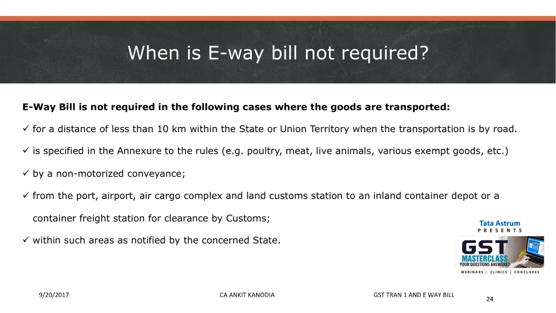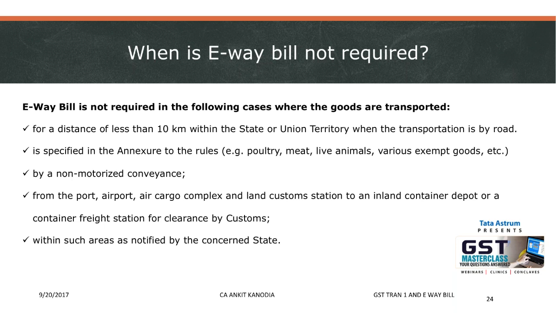Clarification would be required on whether it is compulsory where the consignor or consignee are unregistered but the value of goods is more than 50,000, whether e-way bill is required or not. That clarification would still be required from the government side. So e-way bill is applicable to movement caused by a registered person of consignment value exceeding 50,000 through motorized conveyance.